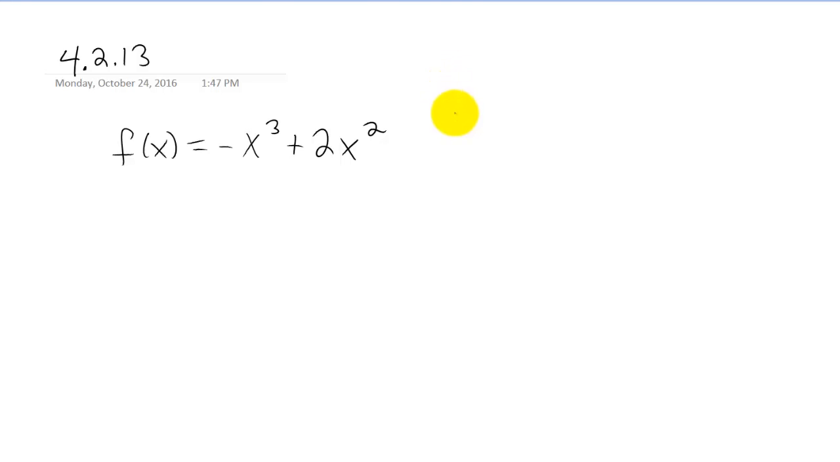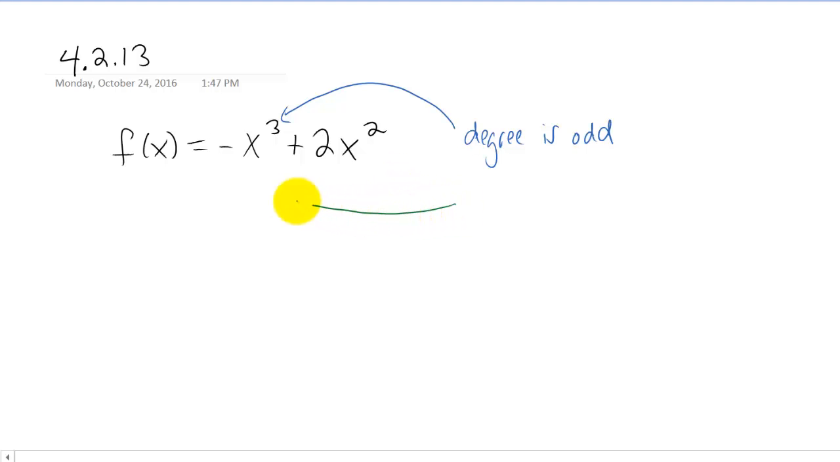The first thing to notice is what the degree of the polynomial is. In this case, the degree is 3, which is an odd number. So the degree is odd. The next thing to notice is that the leading coefficient is a negative number, negative 1 in this case.